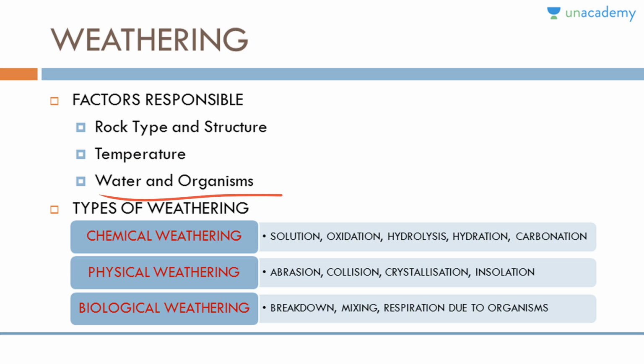Weathering on the basis of its agents may be classified into chemical weathering, which includes weathering by solution, oxidation, hydrolysis, hydration and carbonation; physical weathering, which includes weathering by abrasion, collision, crystallization and insolation; and biological weathering, which includes weathering due to breakdown, mixing, or due to respiration by organisms.